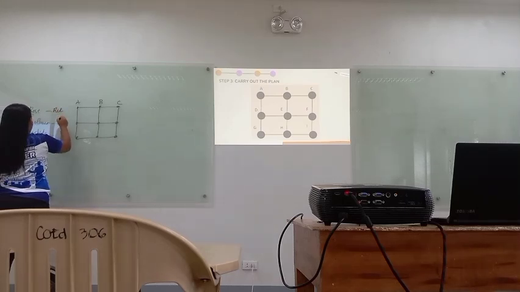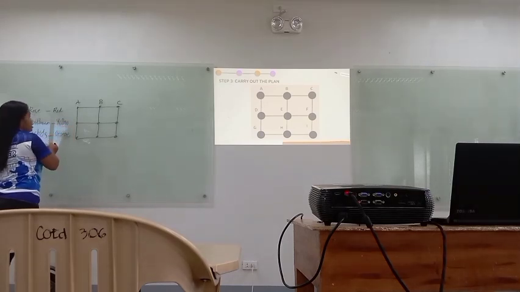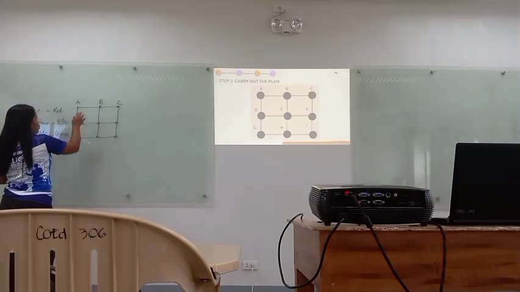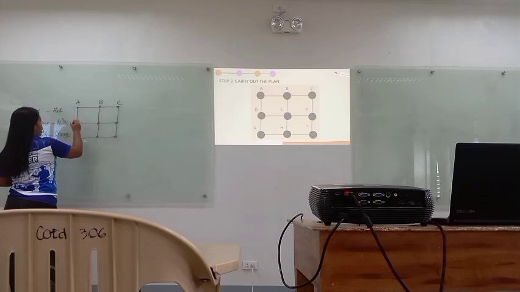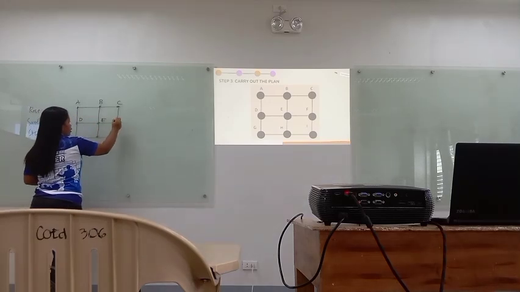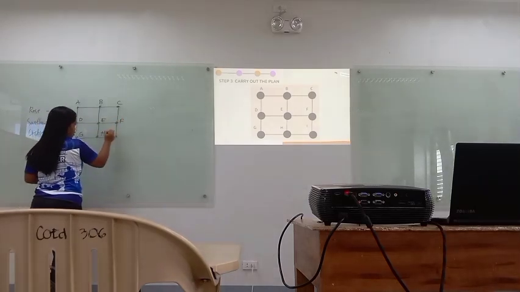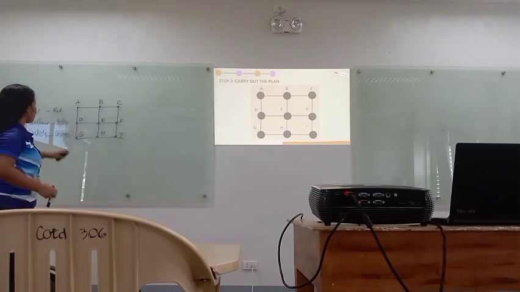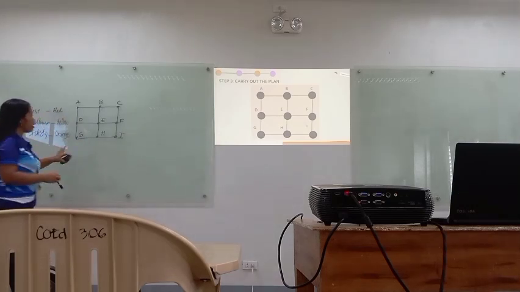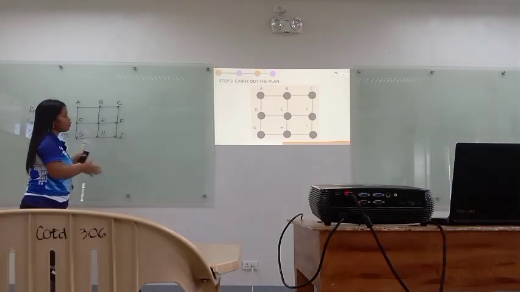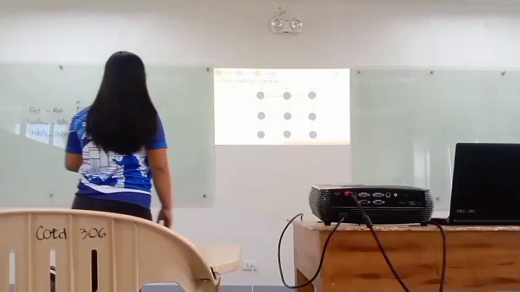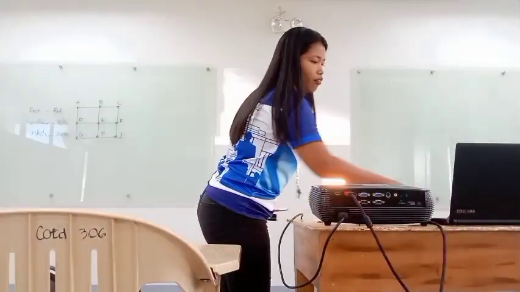Red, yellow, and orange. Let's carry out the plan first. So how many plots? 9. Okay, so let's label first: D, E, F, G, H, and I. So the graph will look like this. You can see the 9 plots in a 3 by 3 grid.